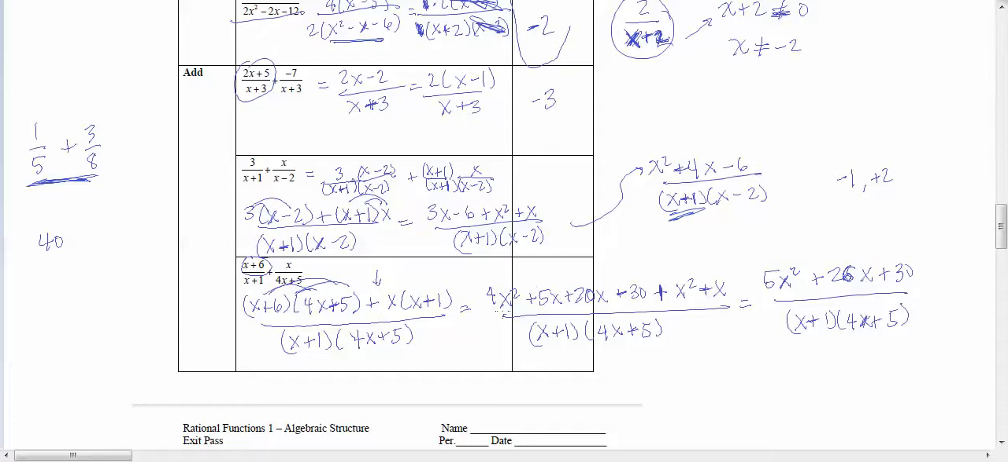Let's see. First is 4x squared. Outers is 5x. Inners is 24, because 6 times 4 is 24, not 20. Oops. That would make this thing 30. I guess if you wanted to, you could factor out a 5 out of the numerator, but that wouldn't really help you because you can't factor out a 5 out of the denominator to cancel it. The excluded values for this thing are x cannot equal negative 1 or x cannot equal negative 5 over 4.